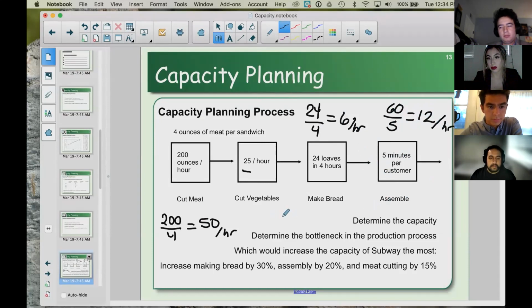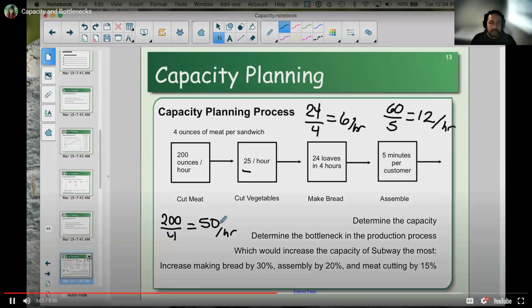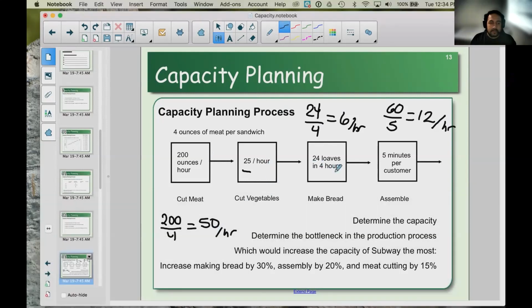So as we look at the capacity, how many sandwiches we can produce an hour, we need to look at the bottleneck production process. Meat cutting produces 50 sandwiches worth, vegetables produce 25 sandwiches worth, bread produces 6 sandwiches worth, and the assembly 12 sandwiches worth in a single hour. So we can see that making the bread is the obvious bottleneck.